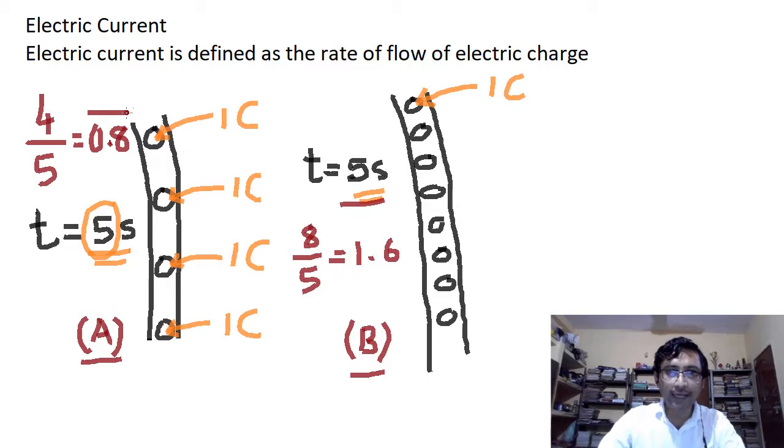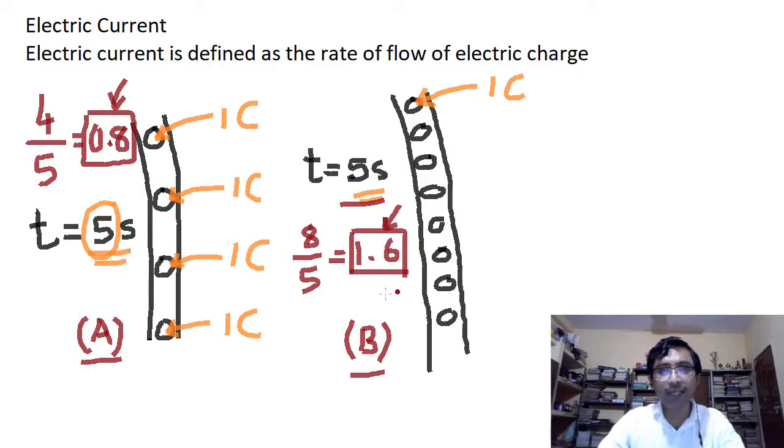So we can see that here the charge flowing in 1 second is less than here, where the charge flowing in 1 second is more. So we say that the electric current through this wire has a greater value or greater magnitude compared to the electric current flowing through this wire. How do we calculate electric current? You might have already guessed it.